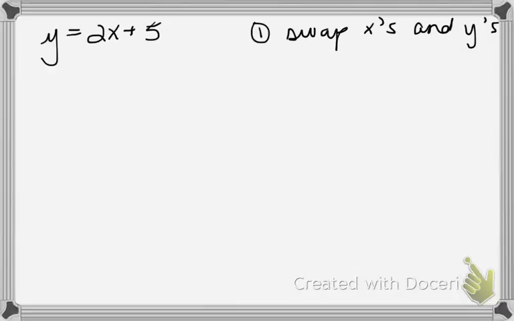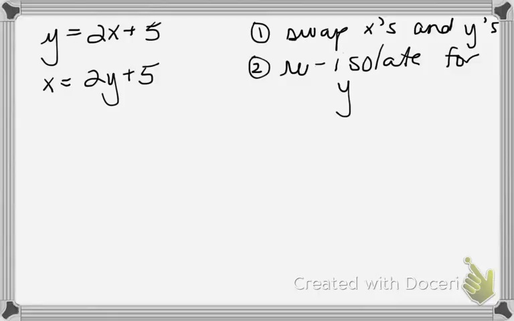So the first thing that we want to do is swap the x's and the y's. Wherever I see a y, I'm going to place in an x, and wherever I see an x, I'm going to place in a y. What this does is allow us to essentially undo all of the operations, and it will also arrange them in the opposite order of the original function. That's basically what an inverse is. It does the opposite operations in the exact opposite order of the original function.